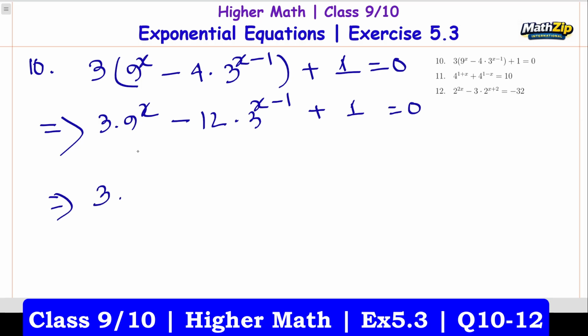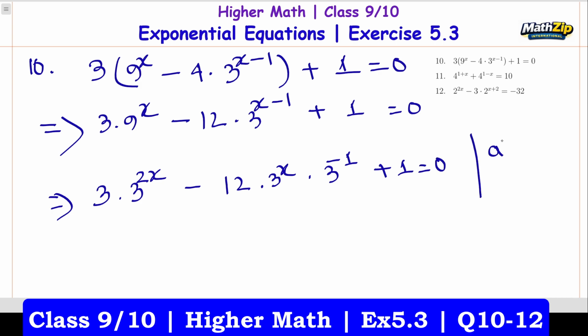Now 3 and this 9 we can write as 3 square, so it will be 3 to the power 2x minus 12, and here 3 to the power x minus 1 can be written as 3 to the power x times 3 to the power minus 1, plus 1 equals 0. Why? Because if a to the power m plus n, we can write a to the power m times a to the power n.